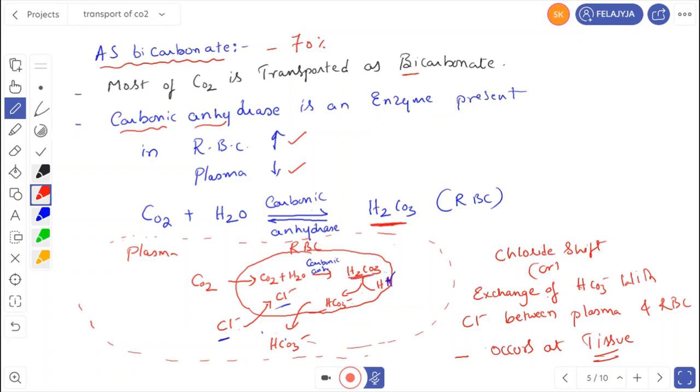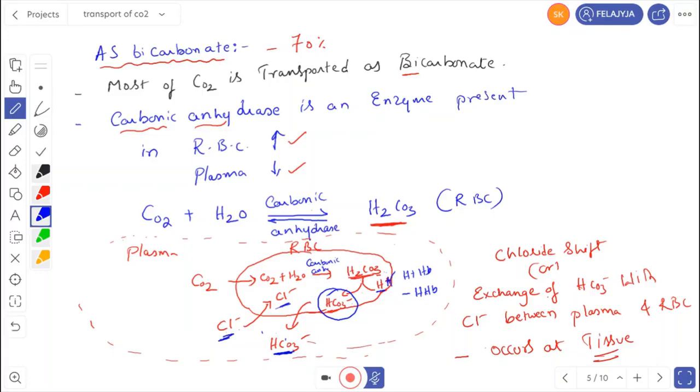You can see here, this carbonic acid dissociates into bicarbonate and H plus ion. This H plus ion combines with hemoglobin and forms acidic hemoglobin. As H plus ion concentration increases inside the RBC, one bicarbonate ion diffuses from the RBC and enters the plasma. Okay, so to maintain electrical neutrality, one chloride ion present in the plasma enters the RBC.